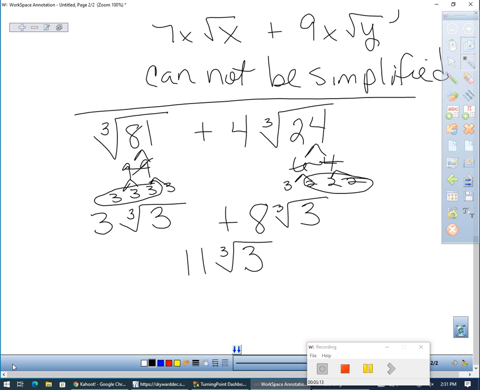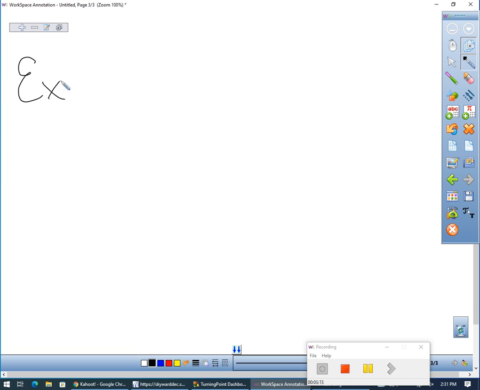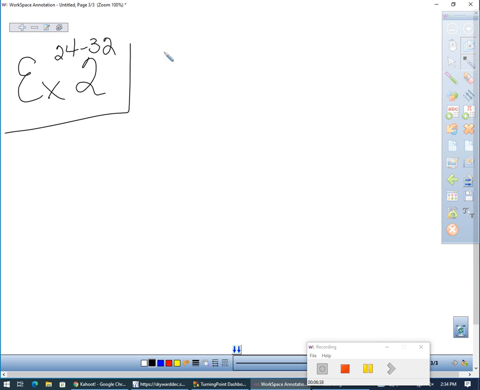So let's go on to multiplying. Example number 2. What we've been doing was only a single monomial together. So here's what we're going to do today. 24 through 32. I want you to simplify.